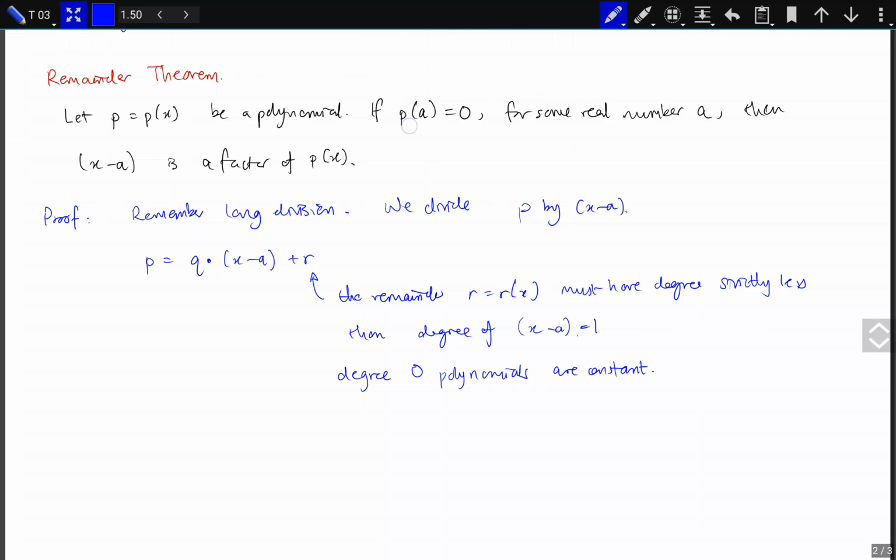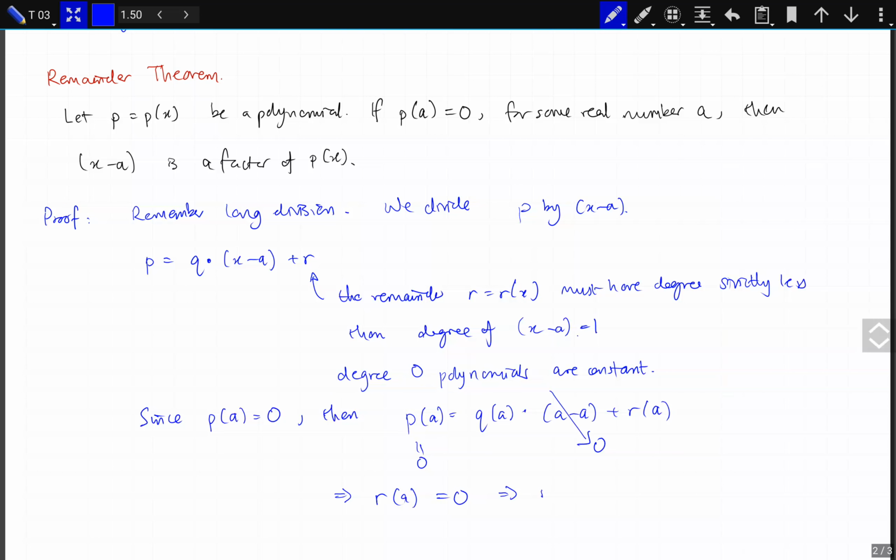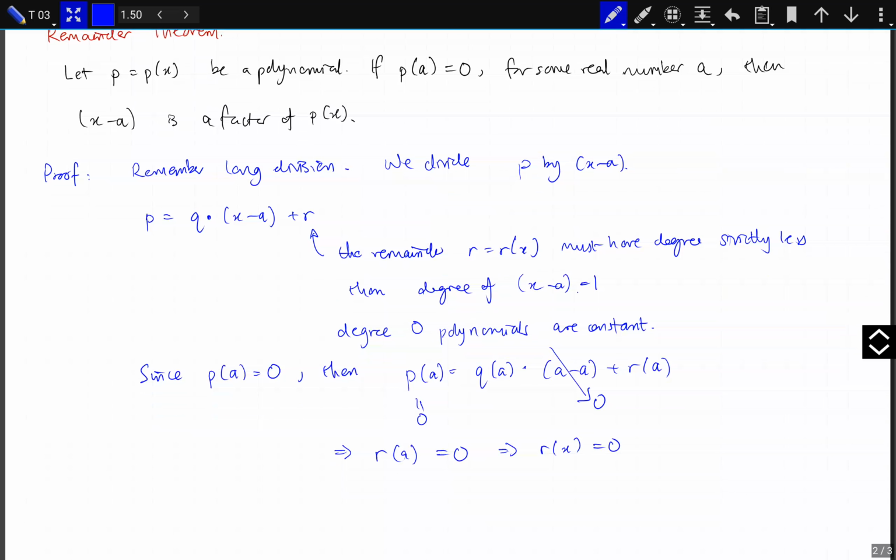And now we use our condition, since P of a equals 0. Then P of a is equal to Q of a times a minus a plus R of a. But that's 0, and that's 0, which implies R of a, which was a constant, is 0. And since R itself was a degree 0 polynomial, that's a constant, R of x must be 0. And therefore, P is actually just equal to Q times x minus a. And so x minus a is indeed a factor of P.